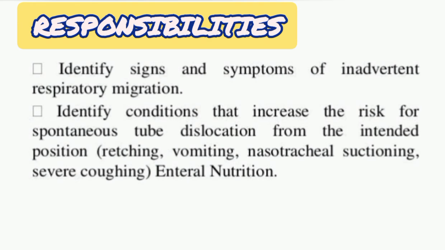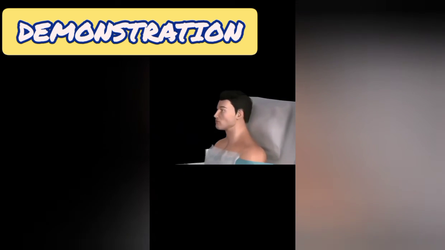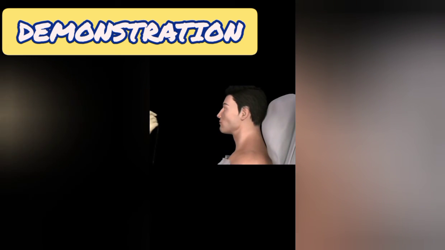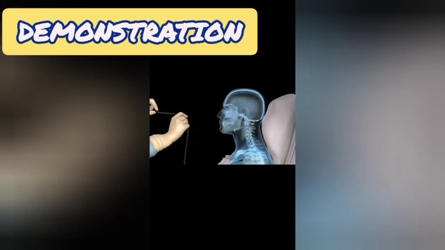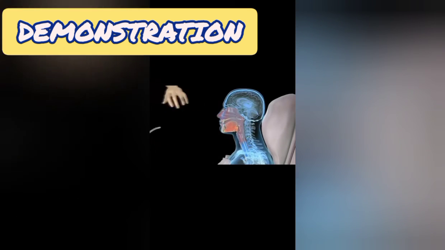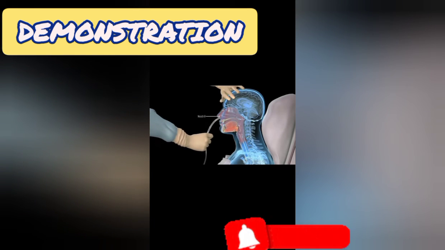At last, I would like to show a demonstration of how to perform NG tube insertion. As I have already mentioned, first of all we have to take the measurement from the tip of the nose to the earlobe and then to the xiphoid process. After that we will gently insert the tube into the nostril.